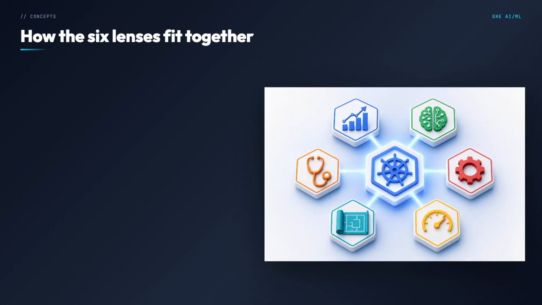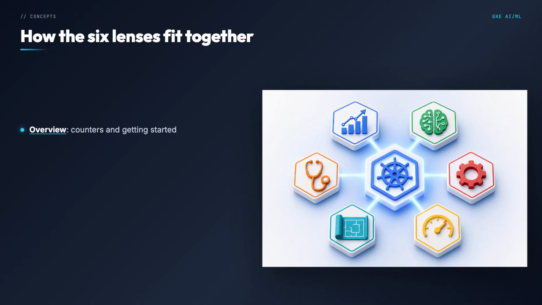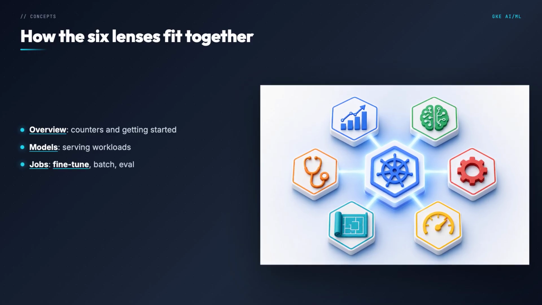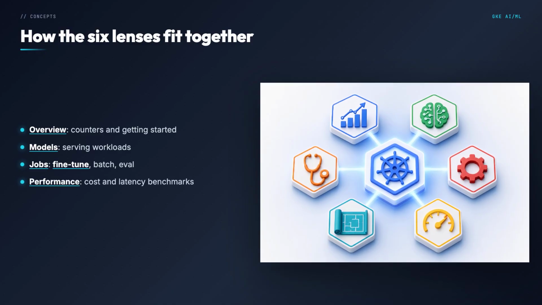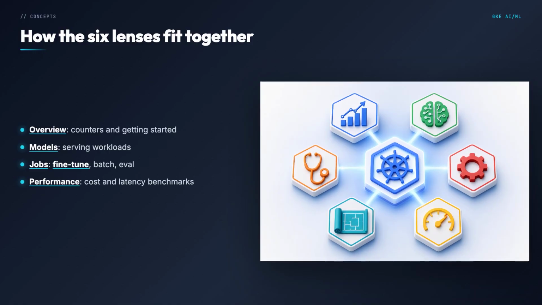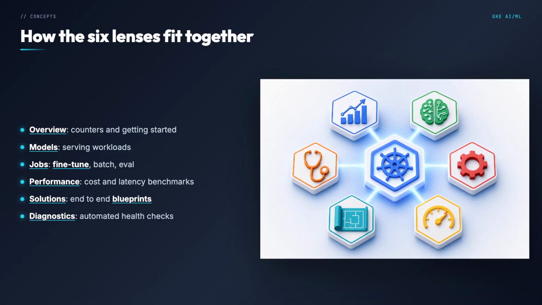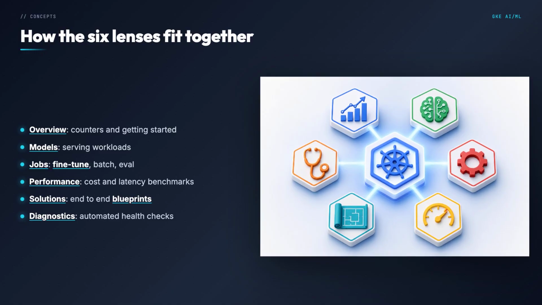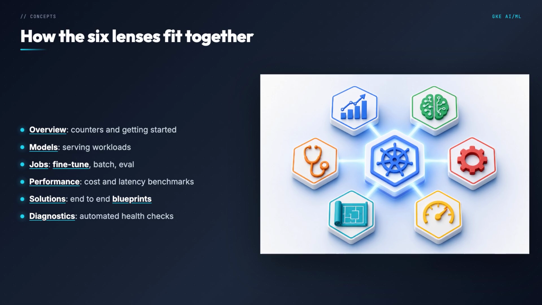GKE AI ML organizes everything into 6 lenses. Overview gives you counters and a getting started checklist. Models lists every serving workload. Jobs covers fine-tuning, batch, and evaluation runs. Performance is the benchmark catalog with cost and latency numbers. Solutions hosts end-to-end blueprints you can copy. And Diagnostics runs automated health checks for the things that always break, like GPU drivers and workload identity bindings. Let us now actually open the console and see them in action.